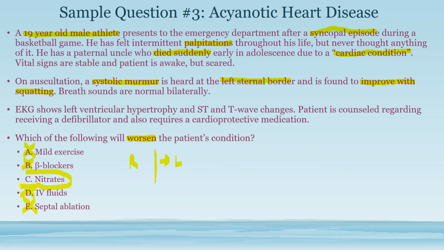Because by decreasing the preload, you will actually worsen the obstruction by causing the hypertrophied septum to block the outflow tract and also increase systolic anterior motion of the mitral valve, and that causes the patient's condition to get worse.